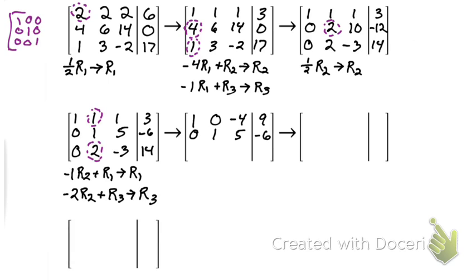So negative 2 times 0 is 0, plus 0 is still 0. If that ever changes, you made a mistake. Negative 2 times a 1 is negative 2, plus 2 is 0, which is what we wanted. Negative 2 times that 5 is negative 10. Minus 3 is a negative 13. And then finally we have negative 2 times negative 6, which is a positive 12, plus 14 is going to be 26.